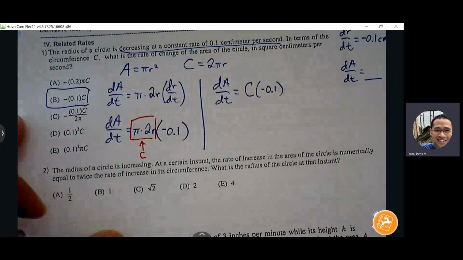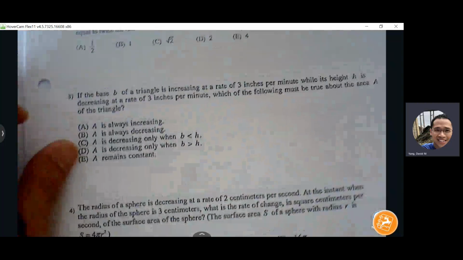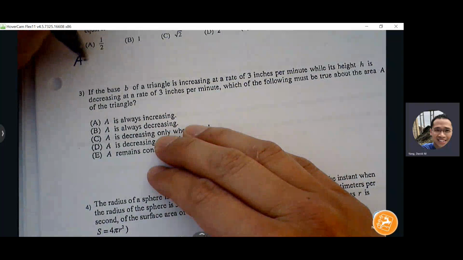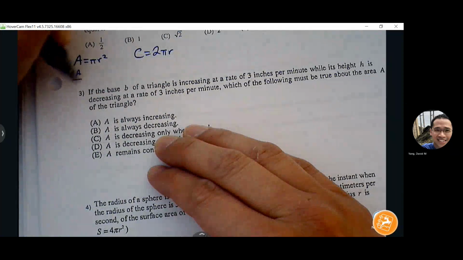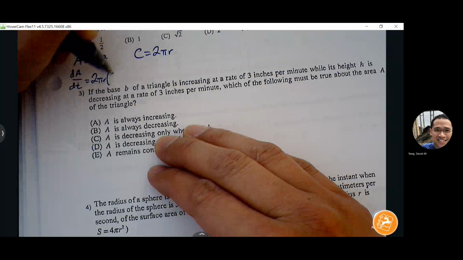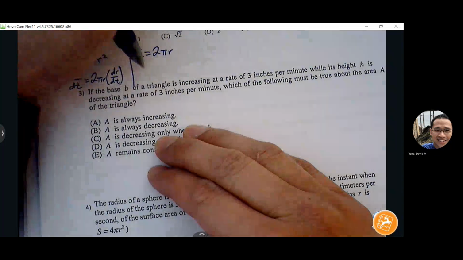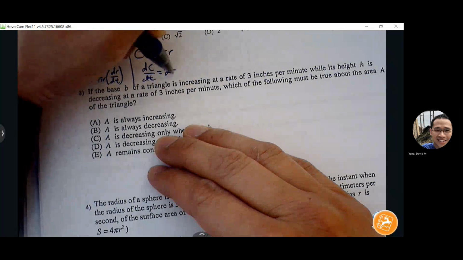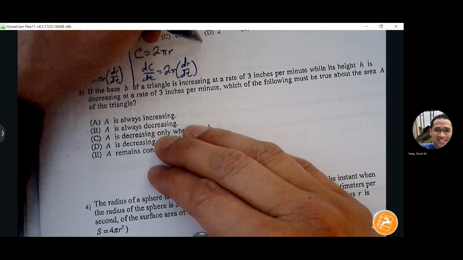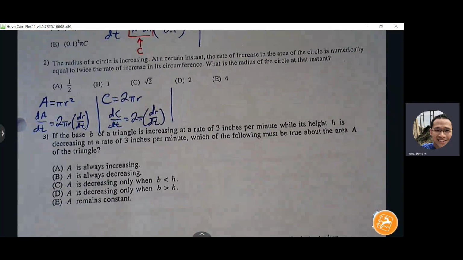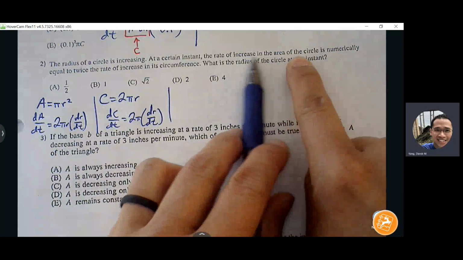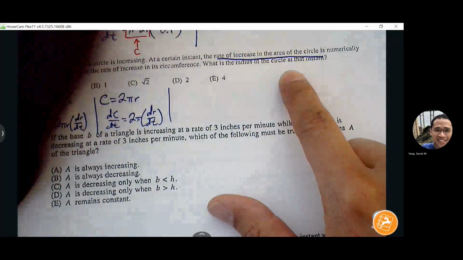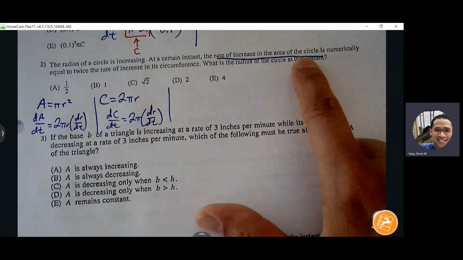Okay, so again, we're playing with the same two equations, A and C. Let's go ahead and just list them out and find their derivatives and see where that leads us. All right, so I just listed out all the derivatives here. It says at a certain instant, the rate of increase in the area of a circle. What is that referring to? Rate of increase of the area of the circle, dA dt.